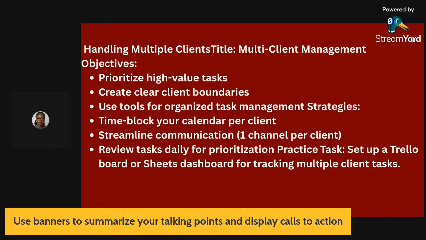Number one is you split your jobs into tasks. You can use Trello to create Trello boards. You can use even your Google Sheets to create tasks, all the tasks that you have from each client. So each client has their own task sheet. And then you write out all the tasks and you prioritize the high value tasks or the more difficult tasks.